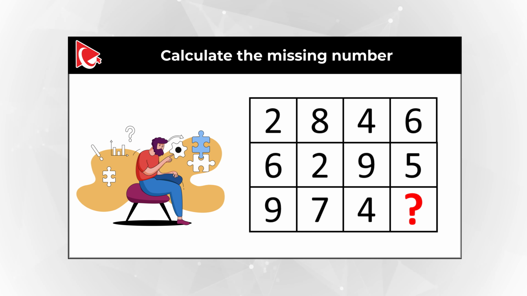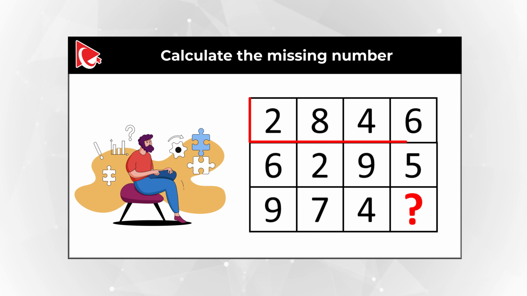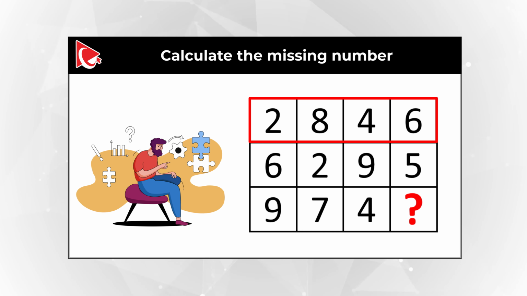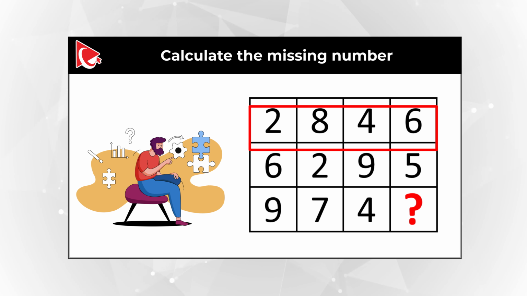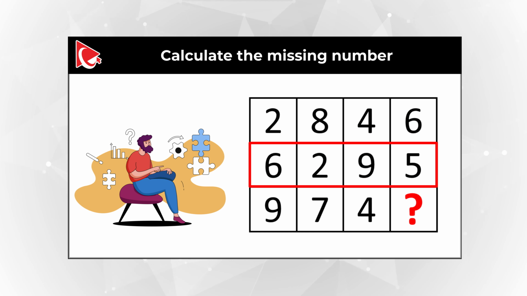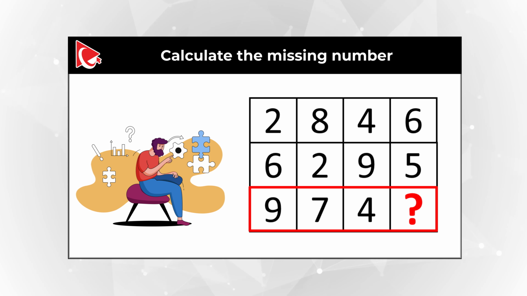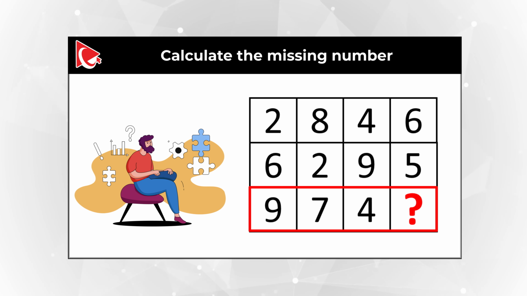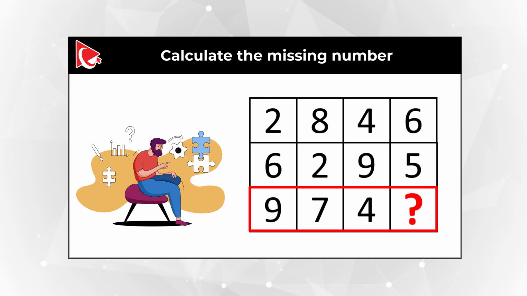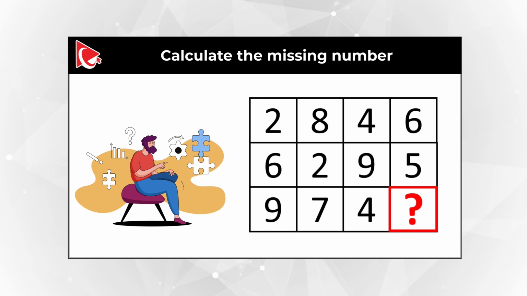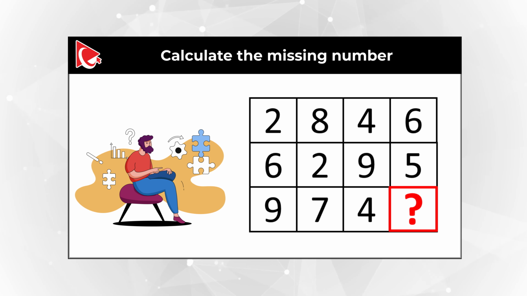Starting from the upper left corner, the numbers in the first row are 2, 8, 4, and 6. Numbers in the second row are 6, 2, 9, and 3. And then numbers in the last third row are 9, 7, 4, and then comes the missing number. Get a close look and see if you can do the calculations.